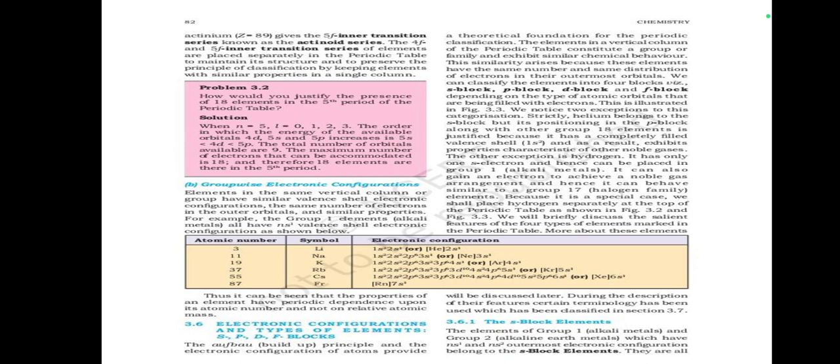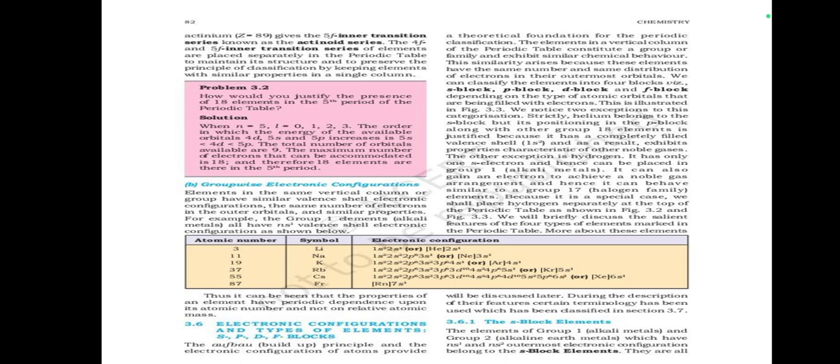Group-wise electronic configurations: elements in the same vertical column or group have similar valence shell electron configurations. The same number of electrons in the outer orbitals gives similar properties. For example, the group 1 elements, the alkali metals, all have ns1 valence shell electron configuration as shown in the table. Thus it can be seen that the properties of an element have periodic dependence upon its atomic number and not on relative atomic mass.